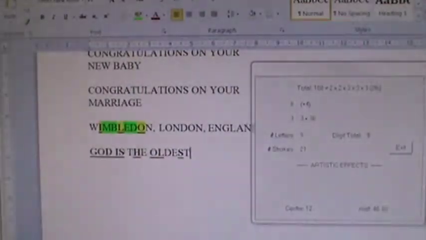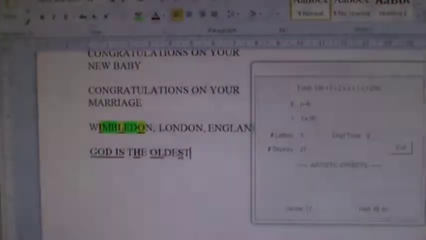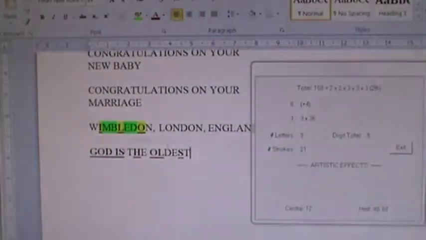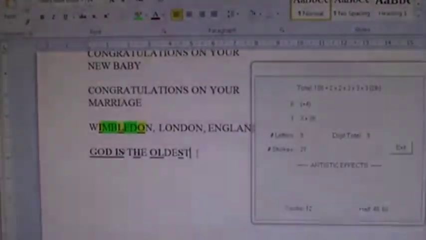And then you get to make 30 plus another, what do we have? TD 24 to make love number 2. So love, love, love. God is the oldest, proven mathematically. Wow. So, without further ado, the oldest tennis tournament.